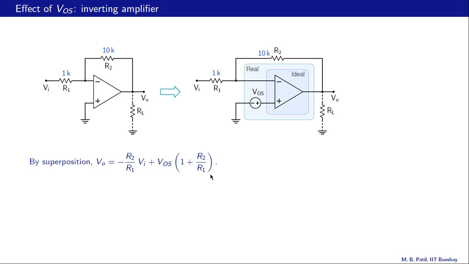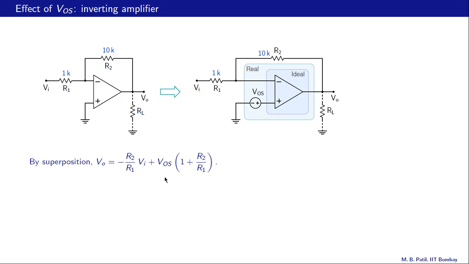The second term represents the effect of the offset voltage. So we keep VOS and deactivate VI. That means we ground this, and then we see that we have VOS here, and R1 is going to ground here, and therefore the circuit looks just like a non-inverting amplifier. And we can use the expression that we derived for the gain of a non-inverting amplifier, and the output voltage would be VOS times 1 plus R2 by R1. So this part here is the contribution from VOS.